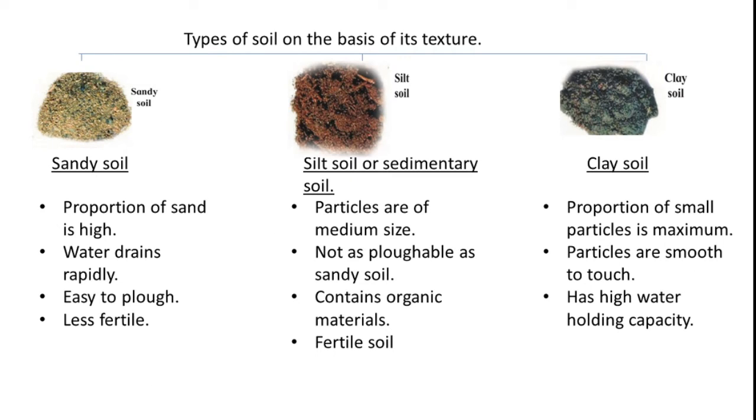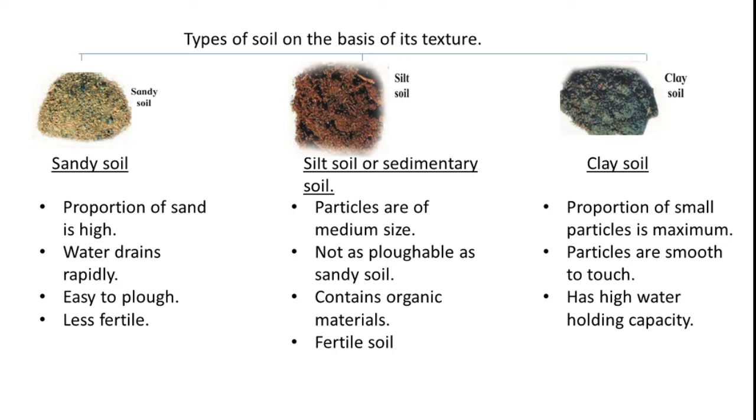Types of soil on the basis of its texture. First one is sandy soil, silt soil, and clay soil. So, three types are there. Sandy soil. Proportion of sand is high. That means the proportion of large particles is high. Water drains rapidly.